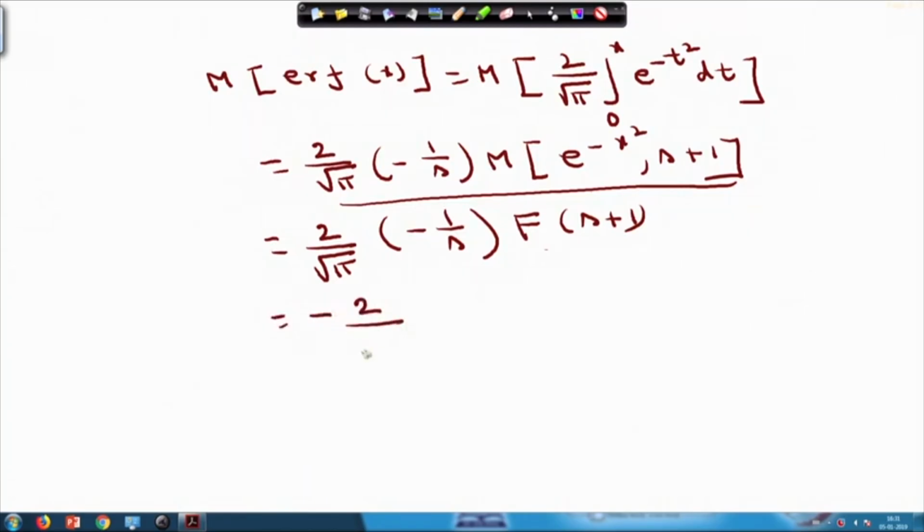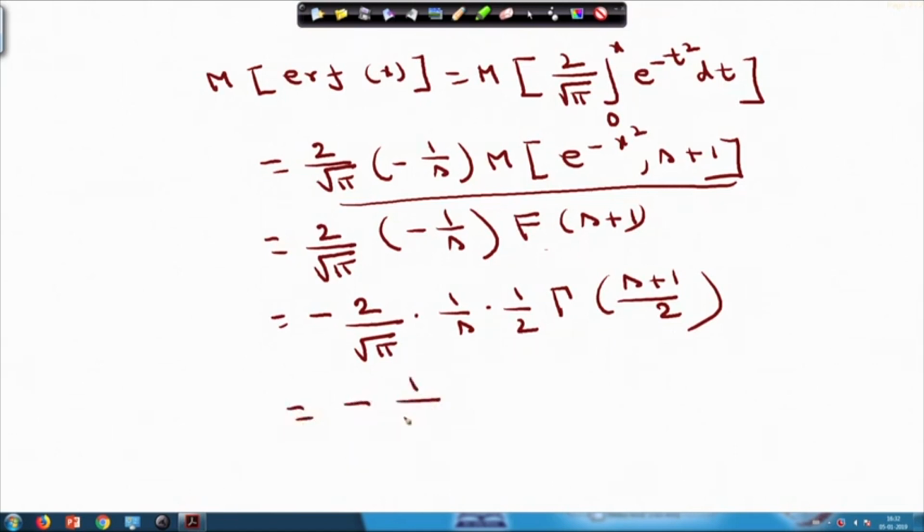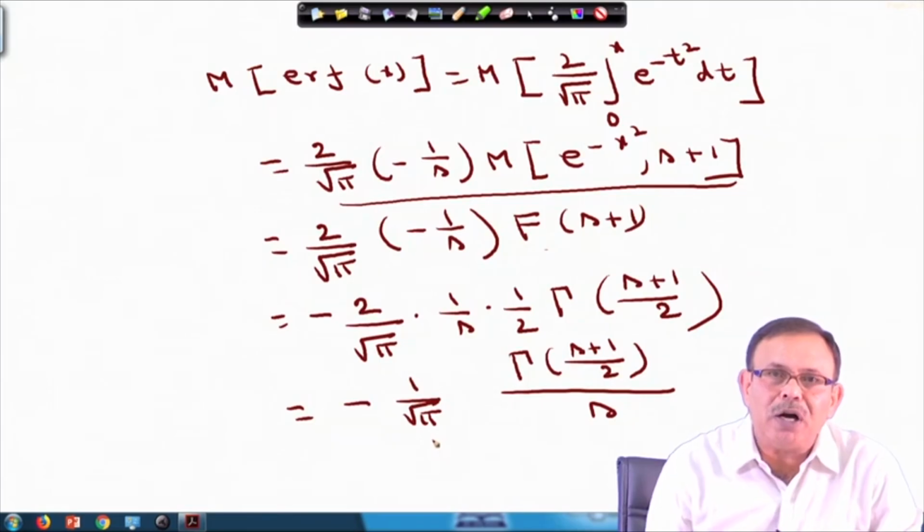So, if I substitute the value, this will be equal to 2 by root pi into 1 by s into half into gamma of (s plus 1) by 2, and if I simplify it, the 2 will be cancelled, this equals gamma of (s plus 1) by 2 by s. Therefore, the Mellin transform of error function equals minus 1 by root pi gamma of (s plus 1) by 2 divided by s.